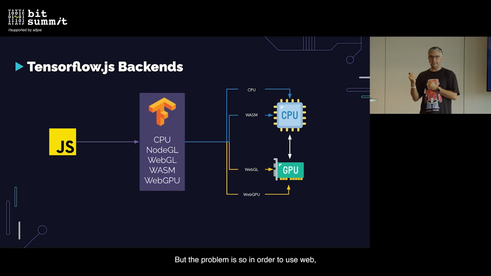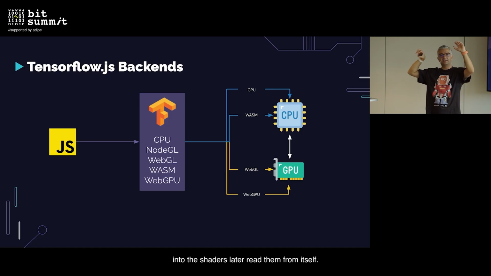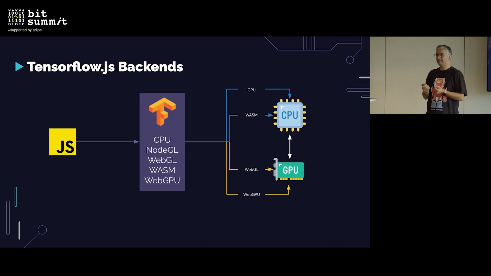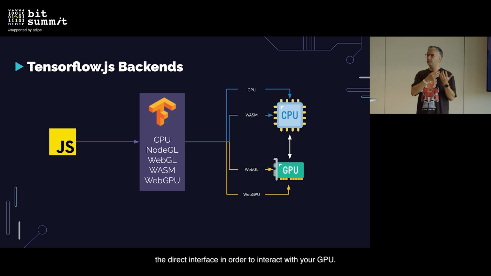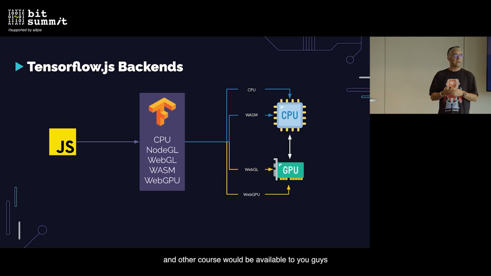But the problem is, in order to use the WebGL API, you should do a lot of tricks. So duplicate your code, write your logic into the shaders, later read them from pixels. It's so tricky to use WebGL. So that's why we go for WebGPU. WebGPU is somehow the direct interface to interact with your GPU. So all the cores, the CUDA cores and other cores, would be available for you to interact with faster.